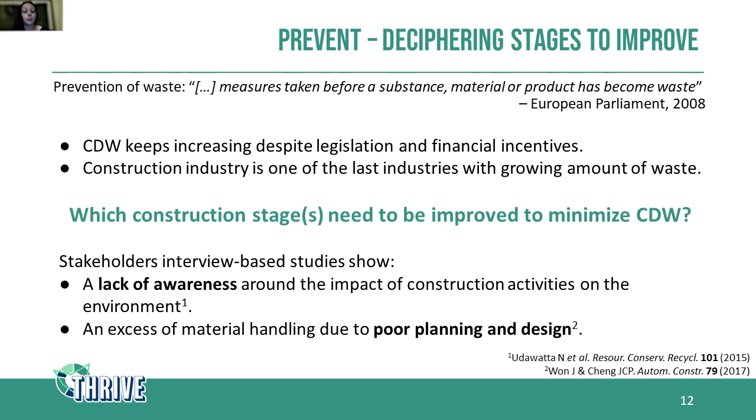So the research has focused on trying to decipher which construction stages could be improved to minimize the amount of construction and demolition waste. Based on stakeholders' interviews, studies have shown that there is a huge lack of awareness around the impact of construction activities on the environment. This was notably shown in an Australian study where each and every actor of the construction industry, from the builder to the manager to the fabricator of the different products, was not fully aware of the impact of their activities on the planet. Another study has shown that there is often an excess in material handling, and this is due to poor planning and design.